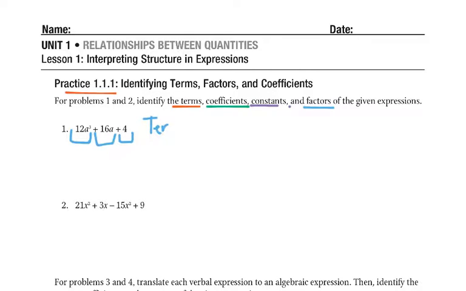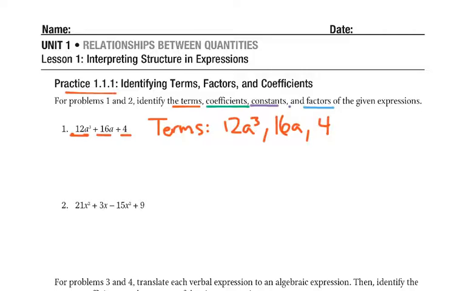So I write the terms out here. I'm doing it in the wrong color, aren't I? I'm supposed to match these all up. That's kind of why I underlined them in certain colors, and I seem to forget that. So we've got our terms here: 12a cubed is a term, 16a is a term, and 4 is a term.